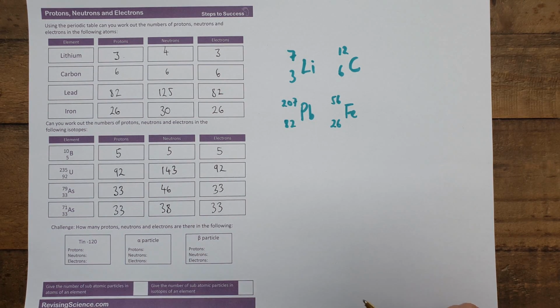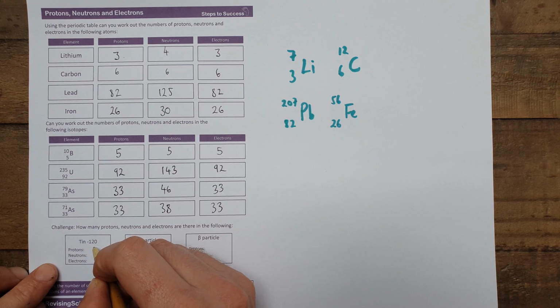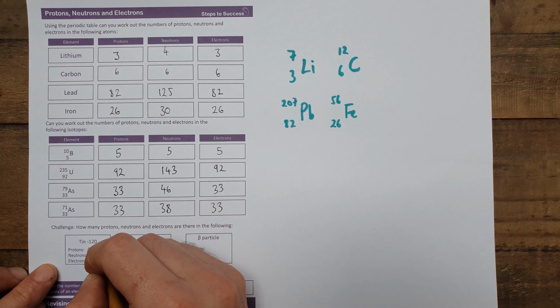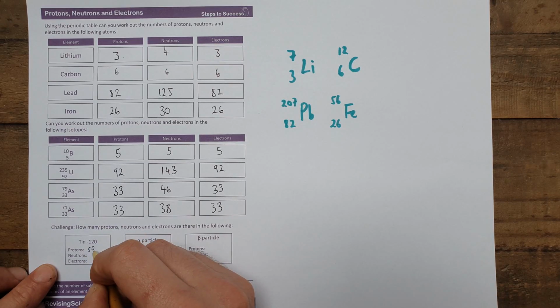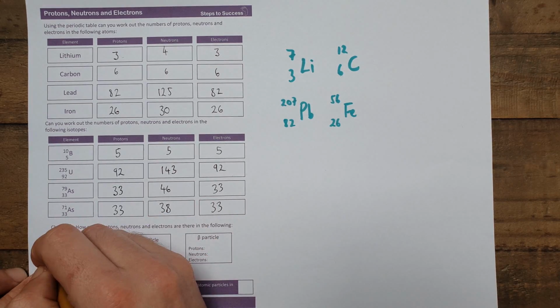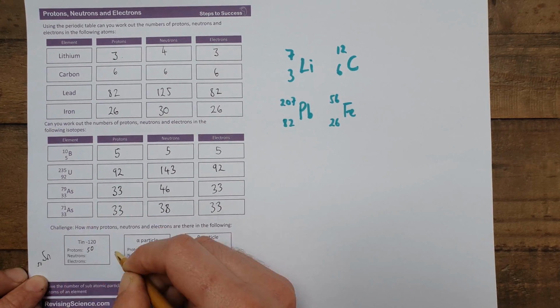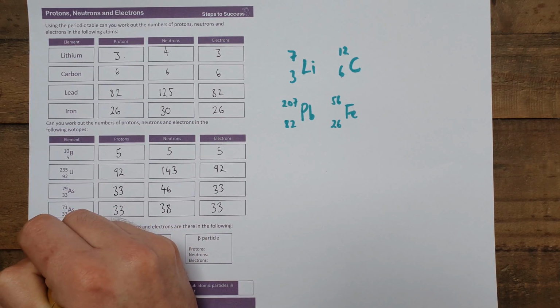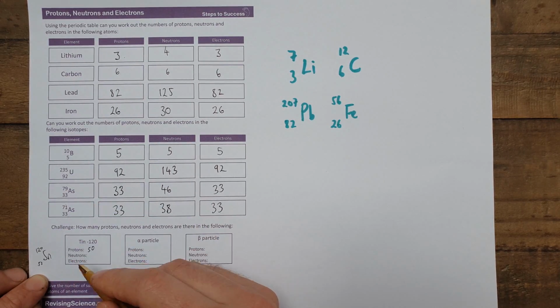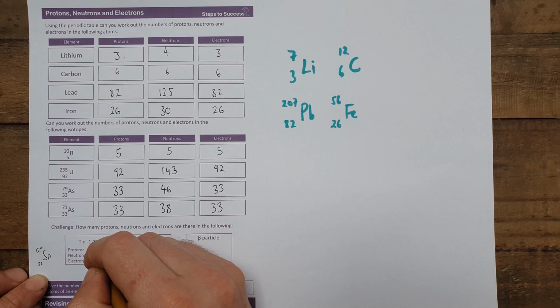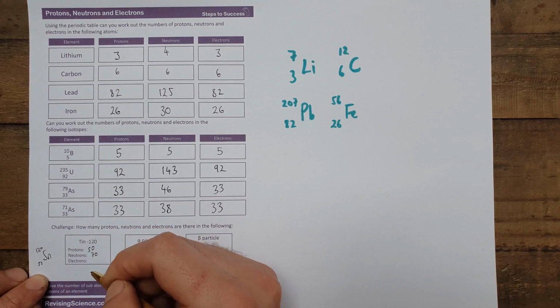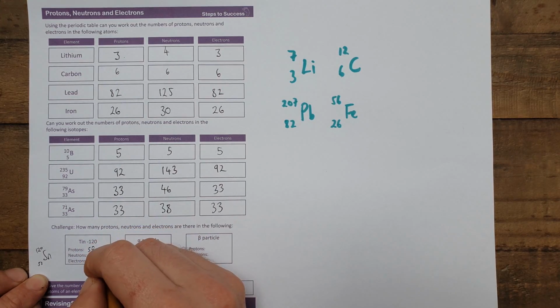For the challenge questions, so we've got tin 120 here. For this one we're going to need to use the periodic table to find tin. If you look up on your periodic table, then tin has a proton number of 50. So if we were going to write this, we could see that tin would look like this, so it would be Sn, which is 50. The mass number it's given us for this isotope here is 120. So therefore the number of neutrons will be 120 minus 50, which gives us 70, and electrons will be the same.